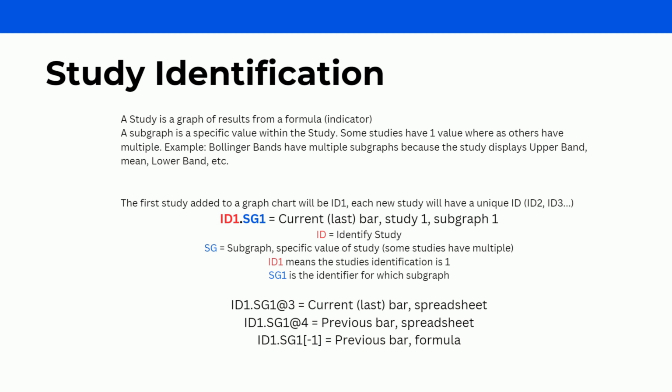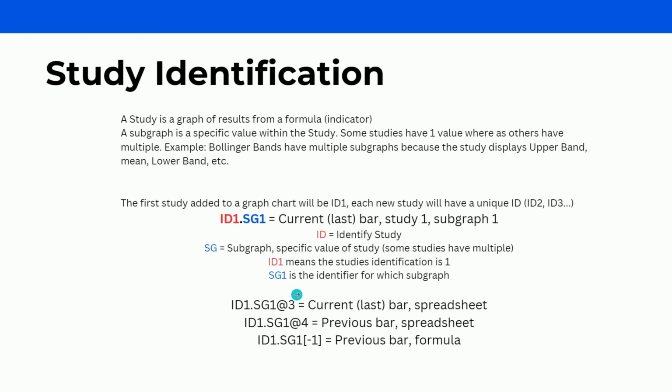Referencing a study as ID1.SG1 will work in most cases. When it comes to using Sierra Chart's native studies and using formulas, ID1.SG1 is the most common format for study identification. However, for spreadsheets, it's slightly different.